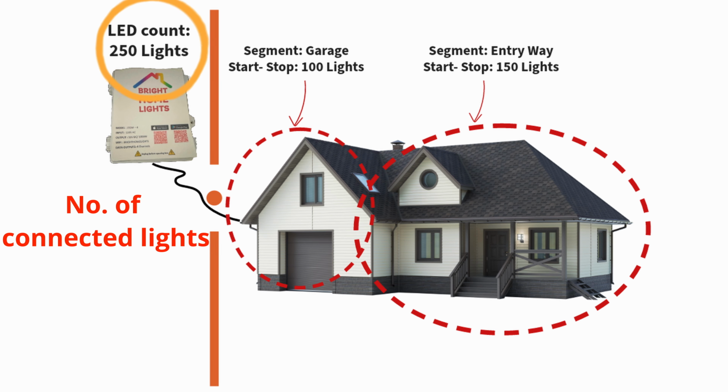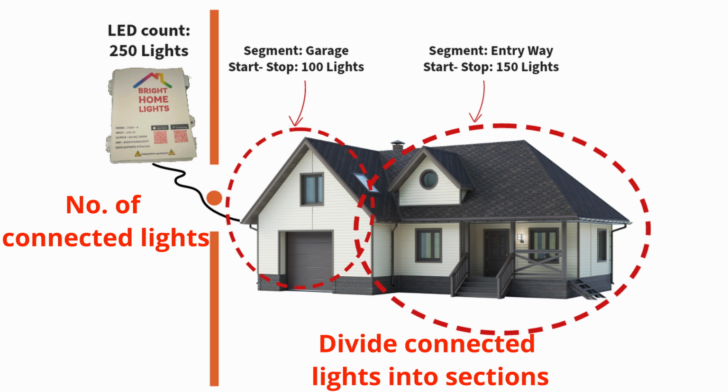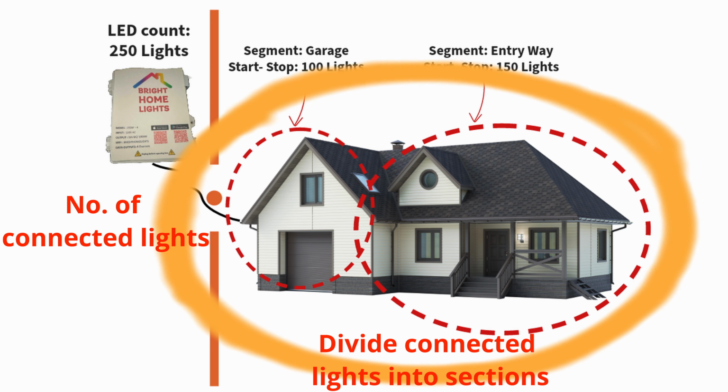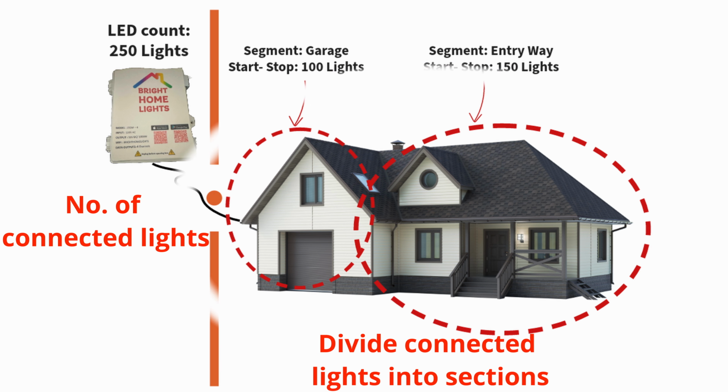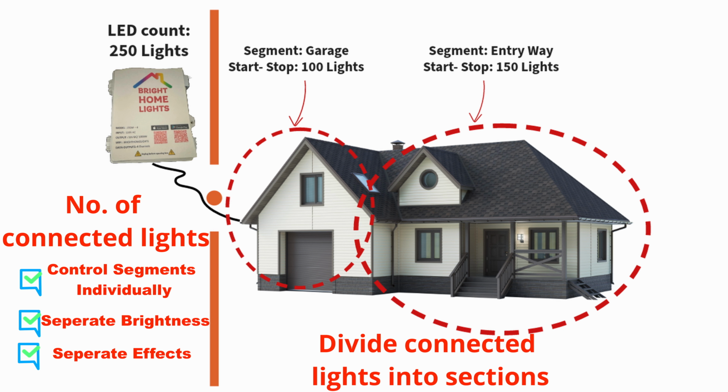LED count refers to the number of lights connected to an output in the controller. Segments involve dividing the LED count into separate sections for individual control. By default, all lights operate in unison. However, we configure LED counts and segments when we desire individual control, allowing us to partition the installation.